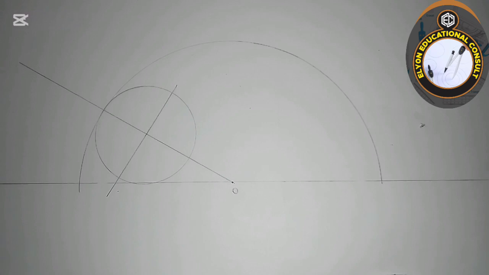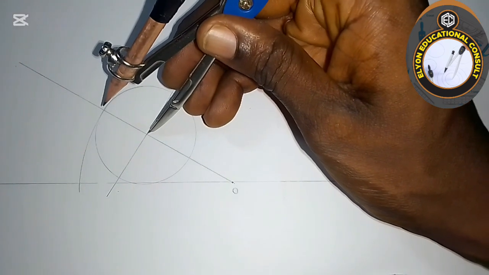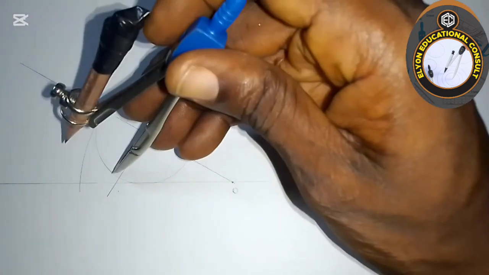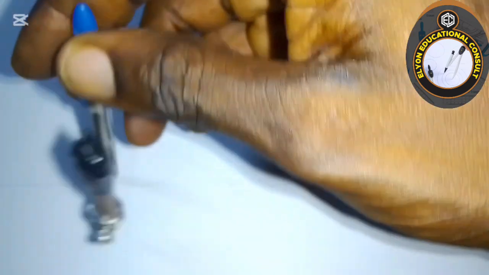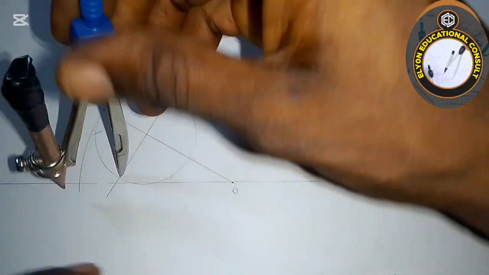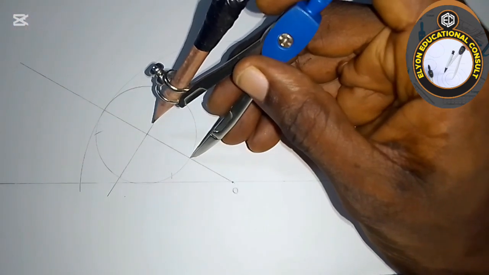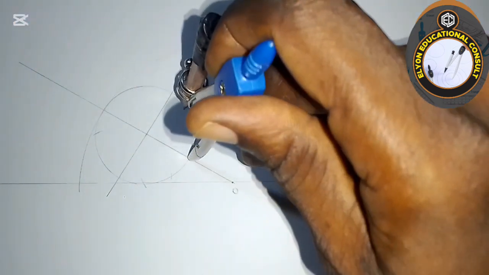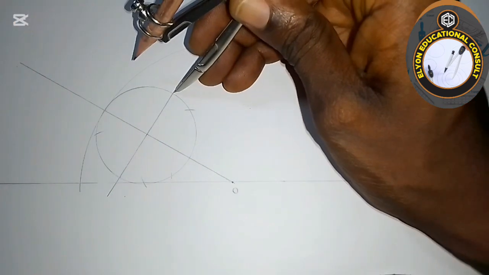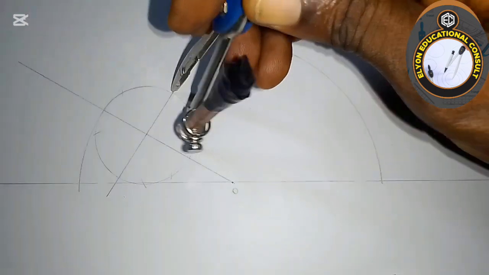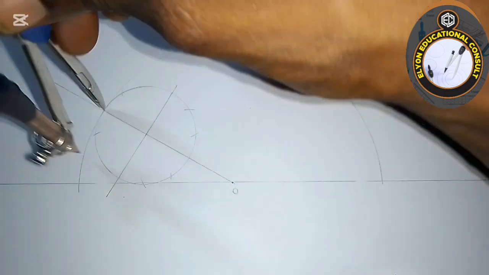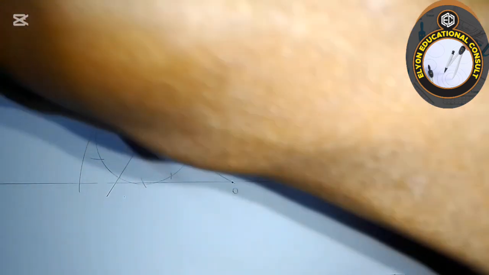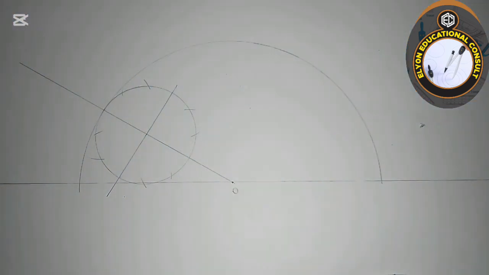So we divide the circle now into 12. You know how we do that. So with this radius of the circle, I'm going to place here, strike both sides this way, then place here, strike both sides, place here, strike at both sides, then place here, strike for both sides. Okay, so I'm going to number this way.